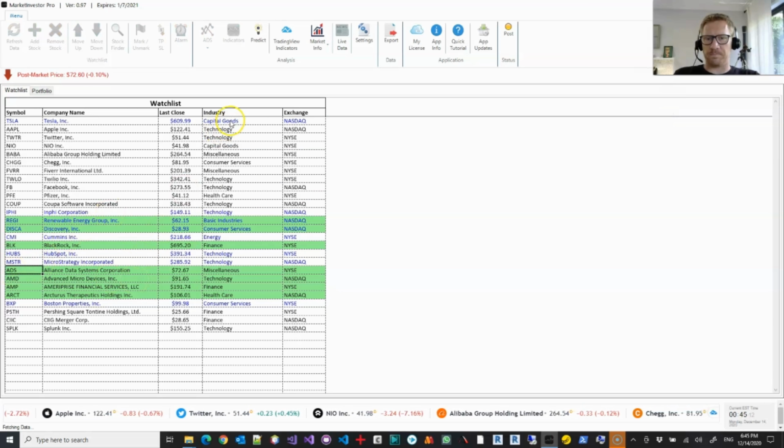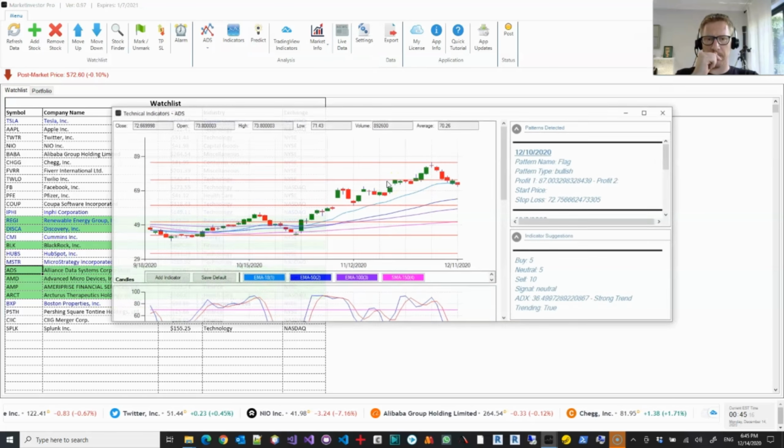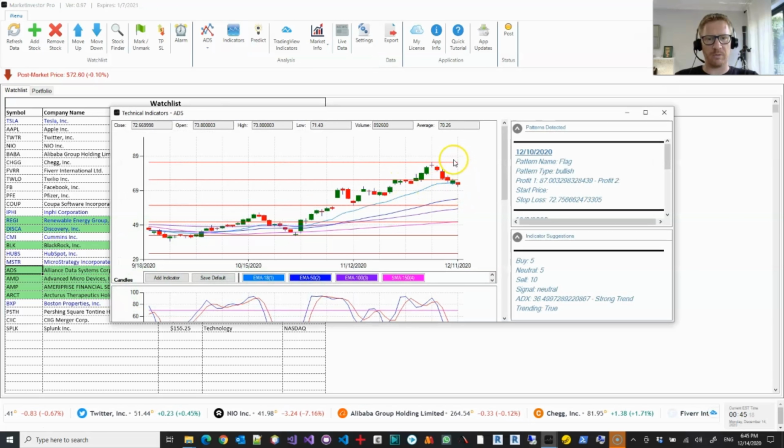All right, ADS. So let's look at ADS indicators. Yep, on the EMA, far away from the resistance, although there's another resistance line here. We hope it doesn't snap back to that and it breaks above that again. On the 10th, which was Thursday, we see that it had a flag pattern, which is bullish.